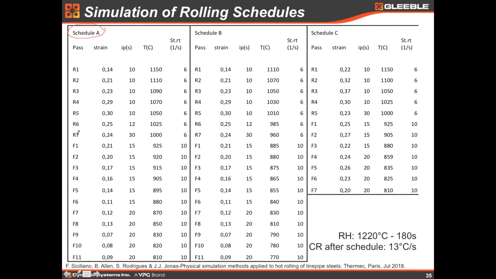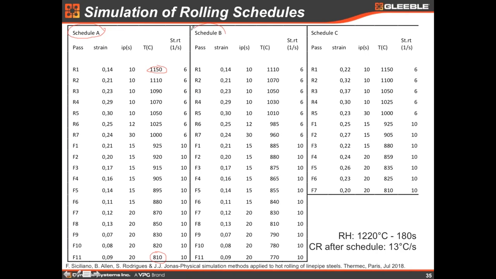So what we see is this standard rolling schedule that is being used in the mill. It's seven roughing passes and eleven finishing passes, with several strains applied along the schedule. Interpass times, depending on the size of the plate, of course, increase with the length, except for this one, which is the transition between roughing and finishing. And the temperatures start from 1150 and finish at 810, at several different strain rates, six for roughing and ten for finishing. We know that by decreasing the temperature, you also decrease the grain size in hot rolling.